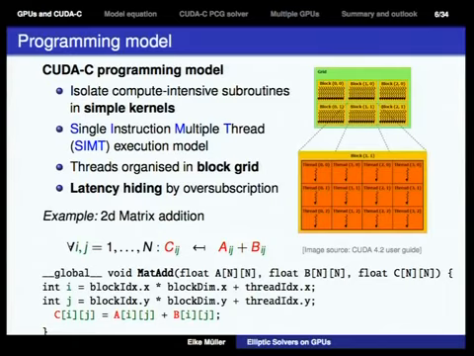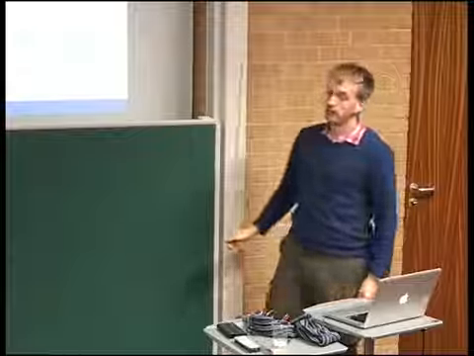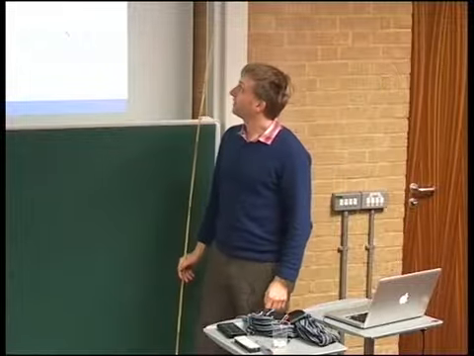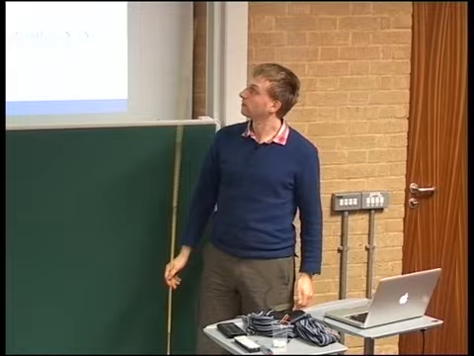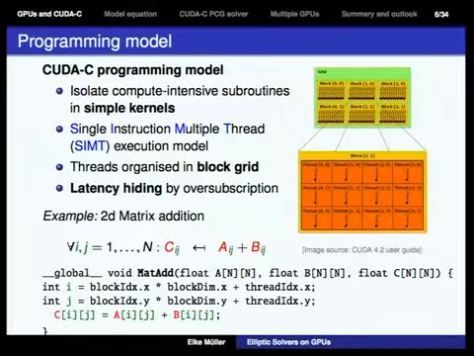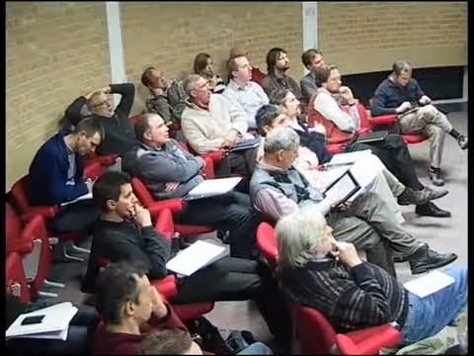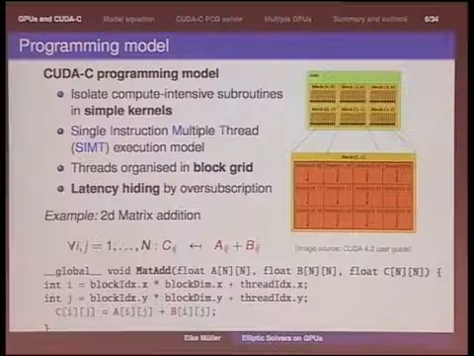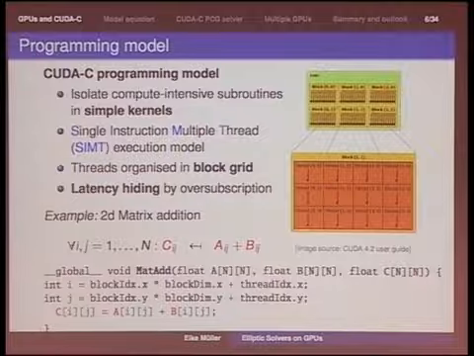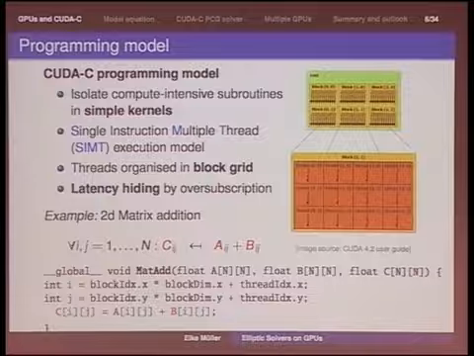Good. So yeah, the programming model you use on GPUs is a bit different to what you do on a CPU. It's basically a vector machine, I would say. What you do is you always isolate your compute-intensive subroutines in simple kernels, which are only a couple of lines long. And these kernels should be able to execute independently. There shouldn't be any communications, there shouldn't be any fancy if statements and things like that.